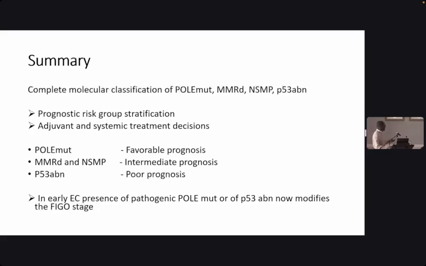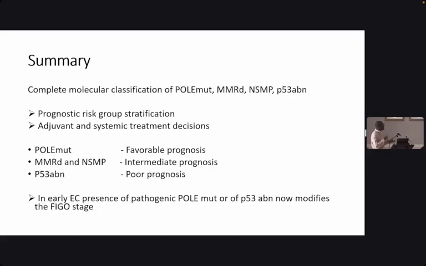And as I've said, POLE-mutated endometrial cancers have a favorable prognosis. Those with mismatch repair deficiency, or no specific molecular profile, have an intermediate prognosis. However, those with abnormal P53 have the worst prognosis. So this will also help us to counsel our patients and triage them for adjuvant treatment.